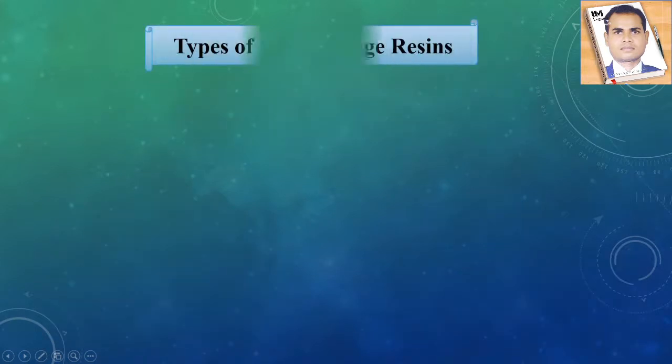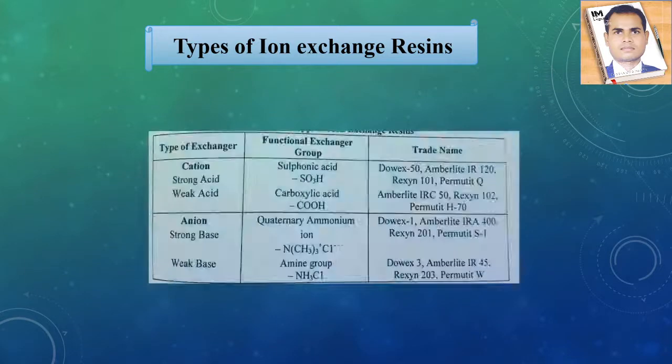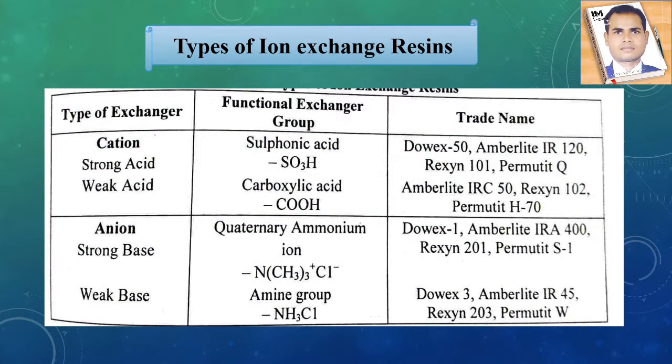Now we have to see the types of ion exchange resins. You will see a table here. The types of exchangers are given, their functional groups are also given, and their trade names are given. First of all, you can see here the cations and here the anions, and their groups and trade names. We can see one from the cations and anions. The strong acid you will take as a cation, strong acid, and sulfonic acid SO3H.